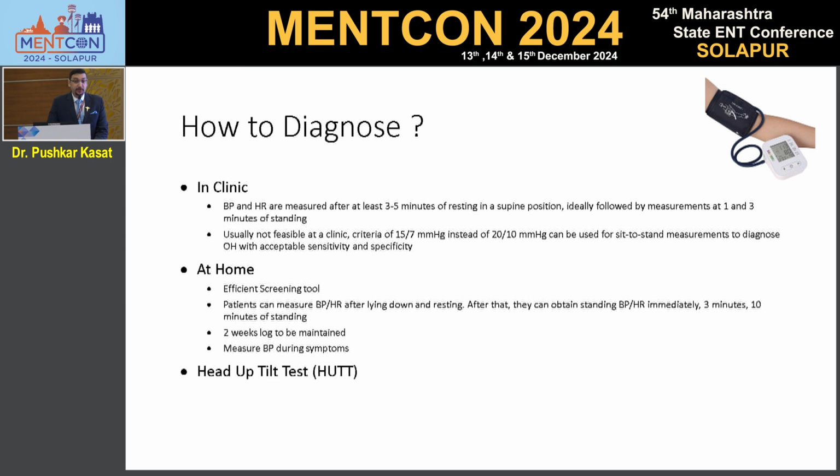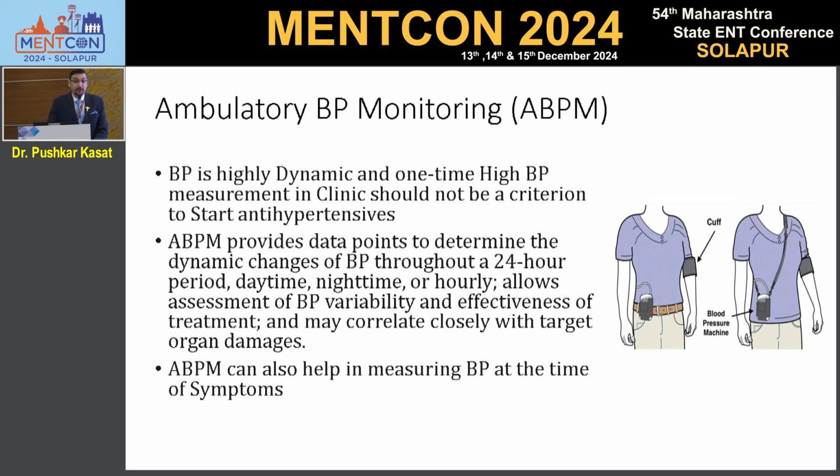The other ways to diagnose are head-up tilt test and ambulatory BP monitoring. So what is ambulatory BP monitoring? As we all are aware, BP is a very dynamic condition, and with one-time high blood pressure in a doctor's clinic, usually the patient lands up with antihypertensives, which are not required by them. So just a single high blood pressure measurement in any physician's clinic or a general physician's clinic should not be a criterion to start antihypertensives. So ambulatory BP monitoring is a measurement of BP over a 24 hour period, during daytime, during night time or hourly.